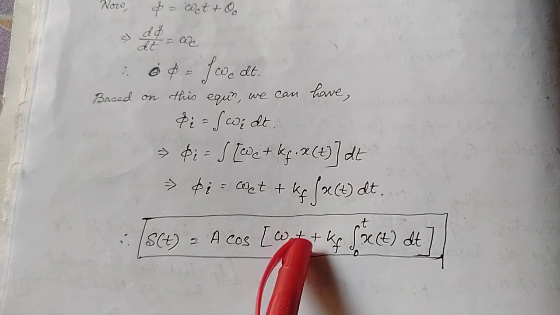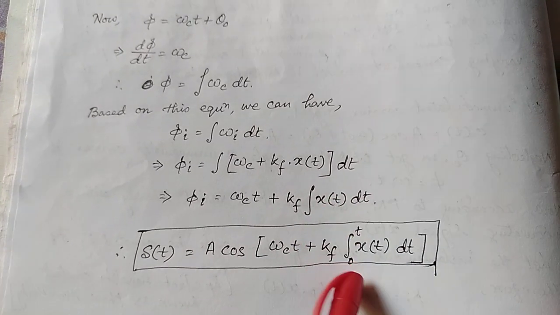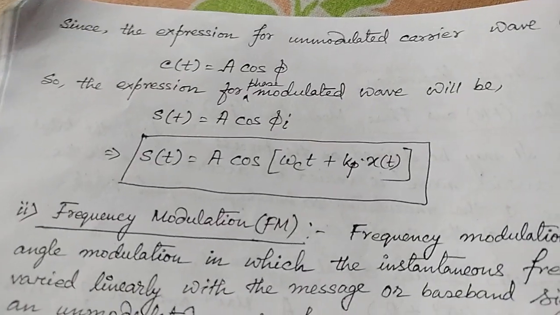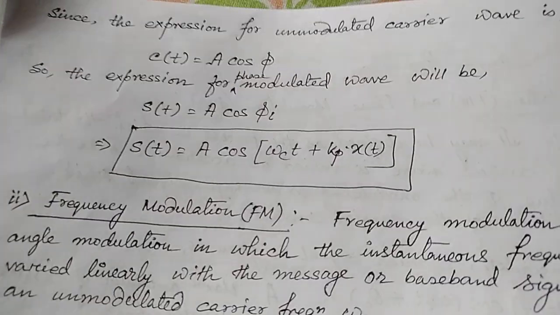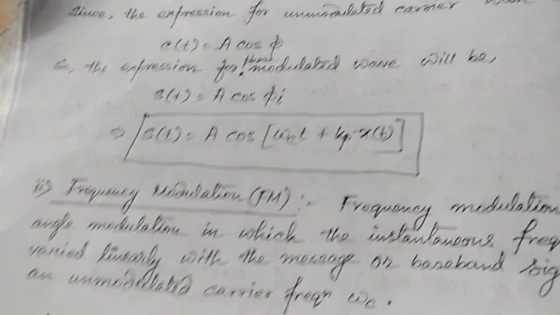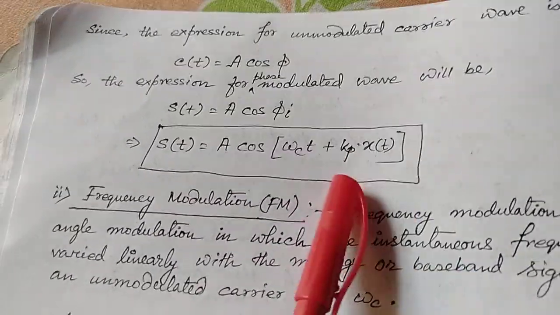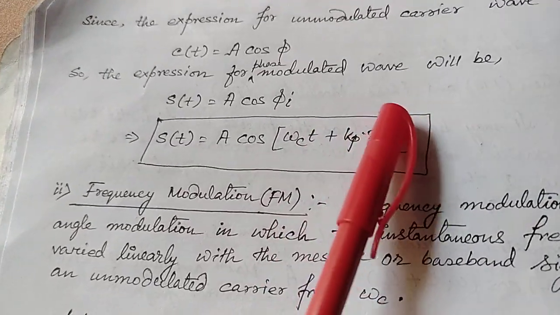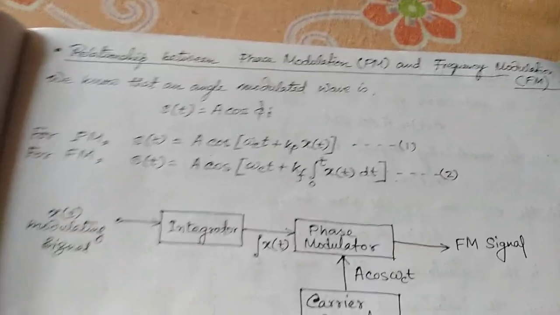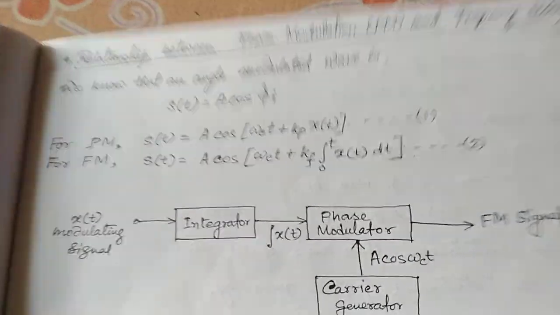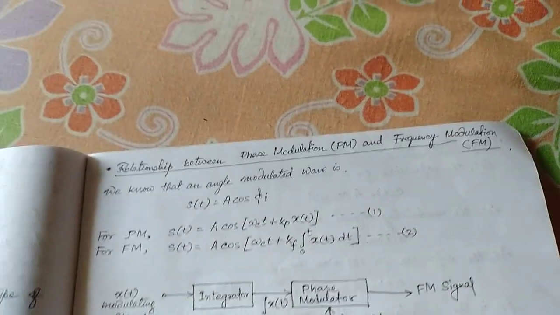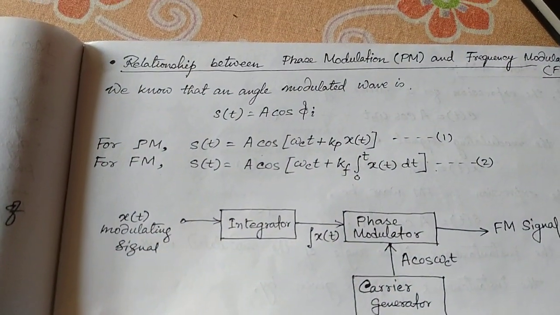So it is almost similar to PM, but in case of FM there is an integration of the message signal. In case of PM there is no integration. So there should be some relationship between FM and PM. Just this portion is changed a little bit here. So we can now go for the relationship between PM and FM, where we will see how FM is generated using PM and how PM is generated using FM.